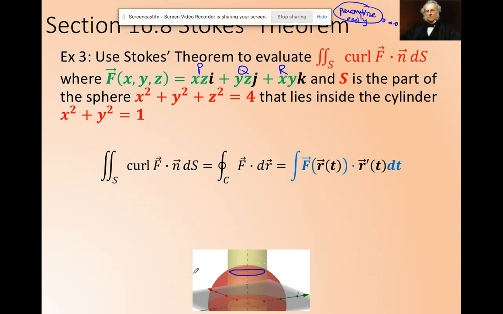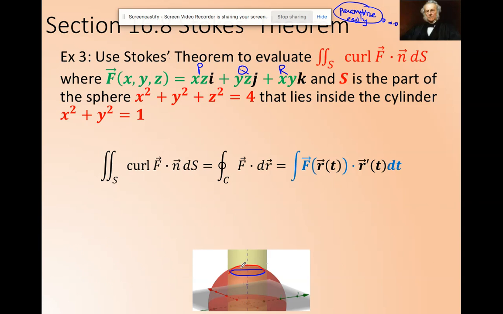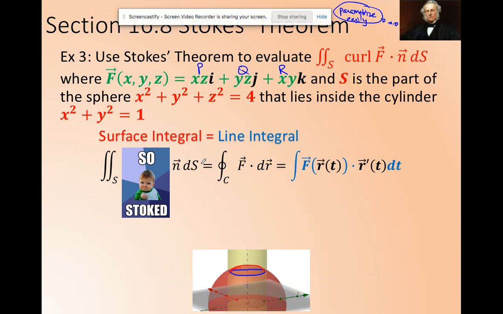Look at my boundary, though. Remember that Stokes has two parts of the presence. Part one is I was asked to do curl, and I'm so stoked because the surface integral is equal to a line integral. I'm not going to do the surface integral. I'm going to compute a line integral because I can easily parametrize. So first I do have an intersection here. So z squared is equal to 3. Z is equal to, since I'm going up, positive root 3.